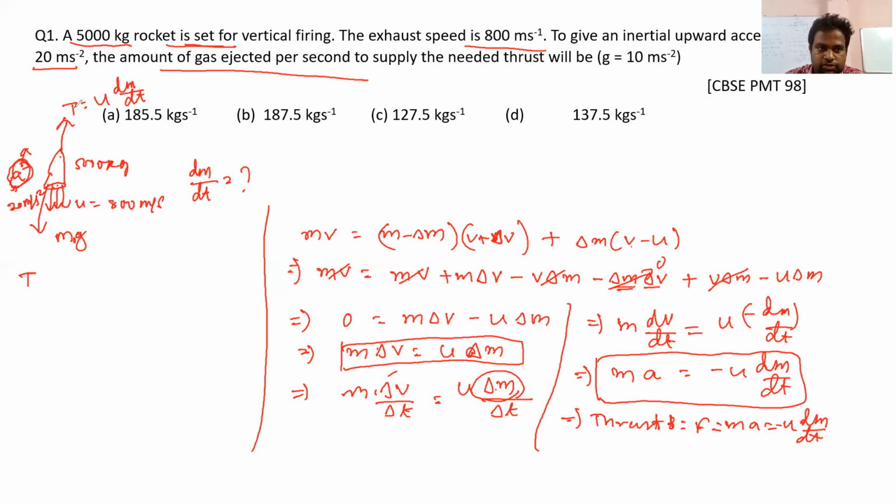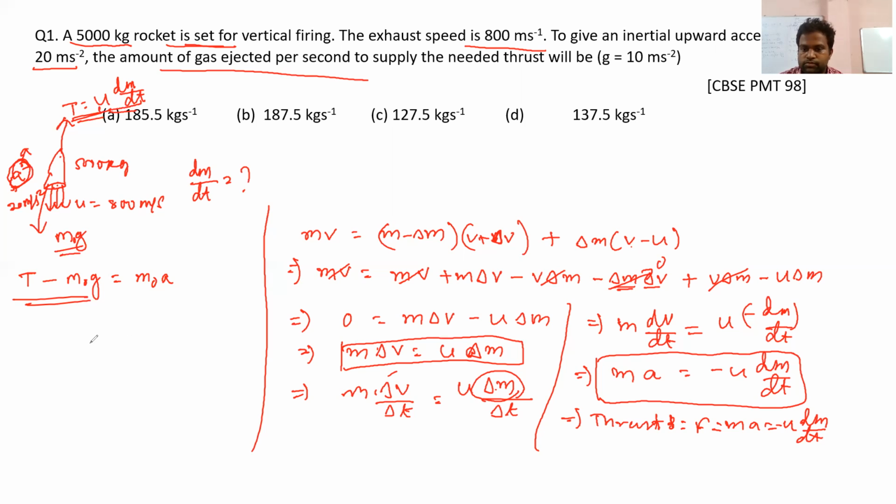So this upward thrust minus the weight of your rocket is equal to m0a. This is the net force. Thrust is this much, initially the thrust is this much, and the downward direction force is the weight, which is m0g.